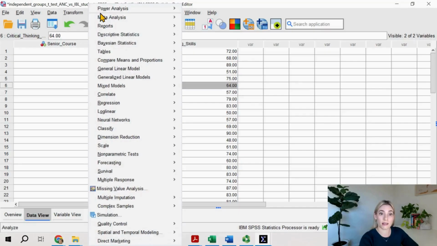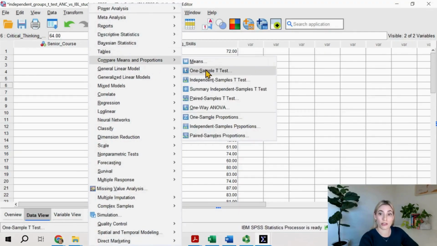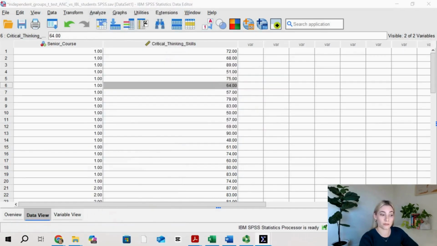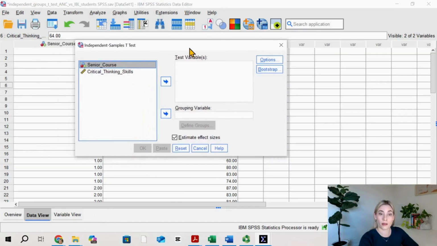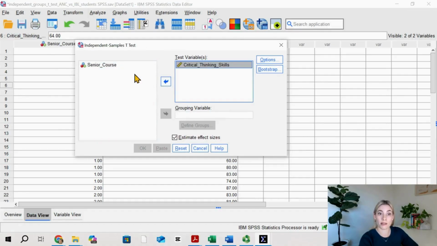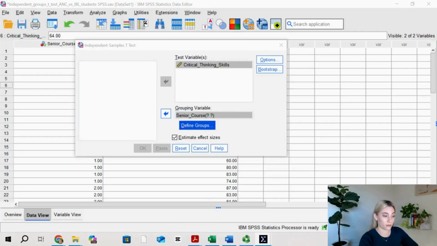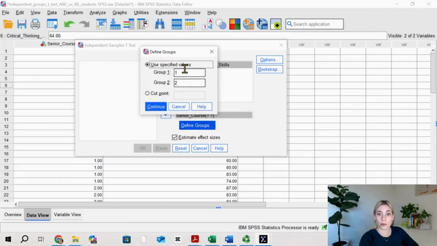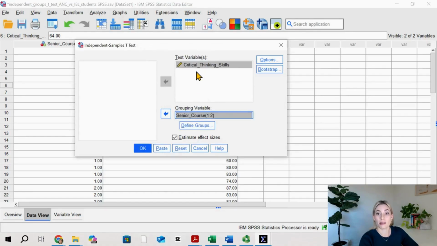We go to Analyze, Compare Means and Proportions, Independent Samples t-test. We then move our dependent variable, critical thinking skills, into the test variable box and senior course into grouping variable. Click Define Groups. We only have two groups or two levels of the IV in this example, so we click Continue. But if you had a variable where there were more than two groups and you wanted to compare, for example, groups 1 and 4, that's why that option would become important.